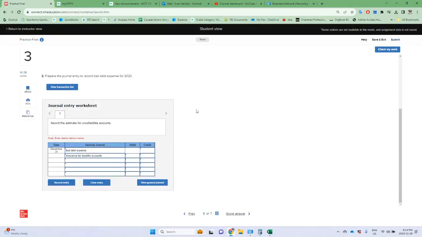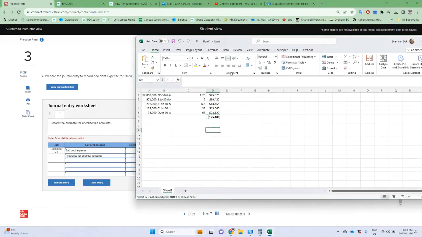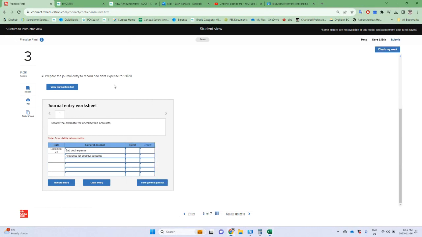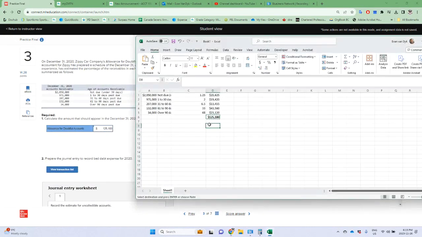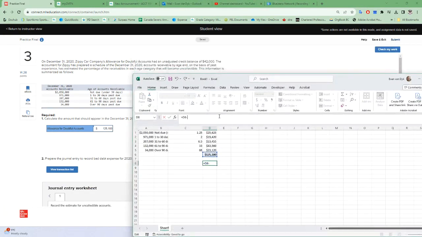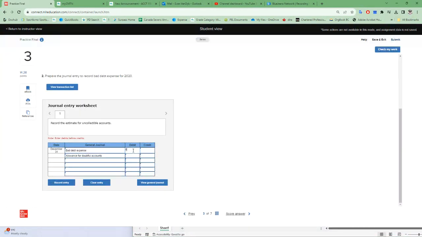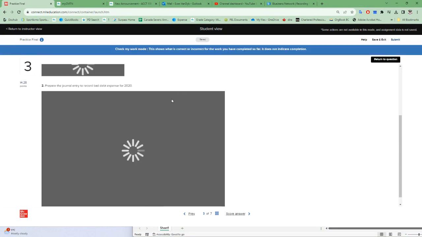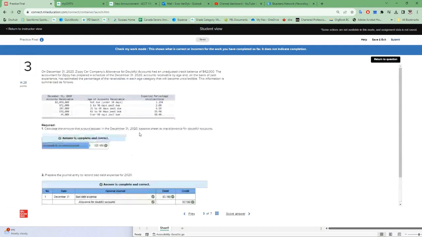So let's have a look. 125,180 minus 42,000 is 83,180. So this would bring the balance back up. Look, here we go, just like that.